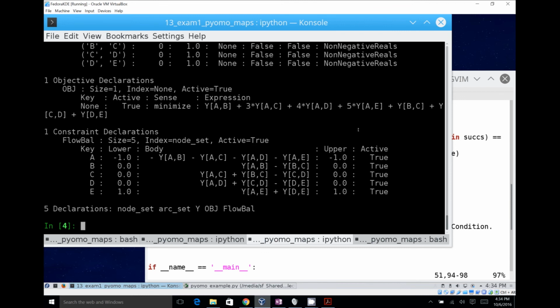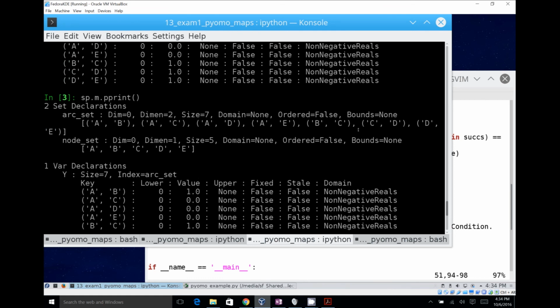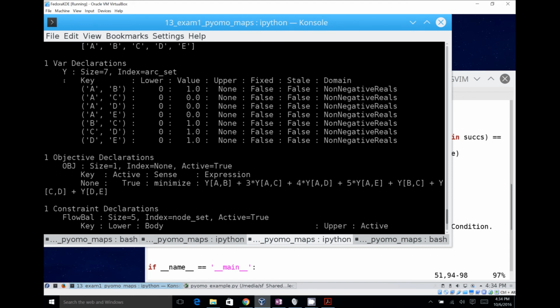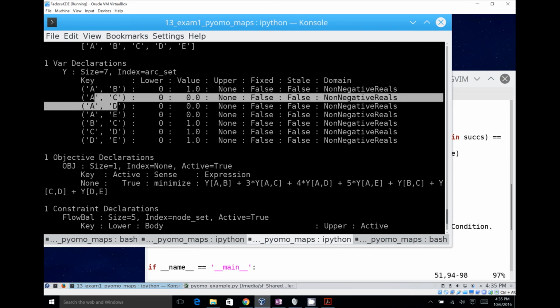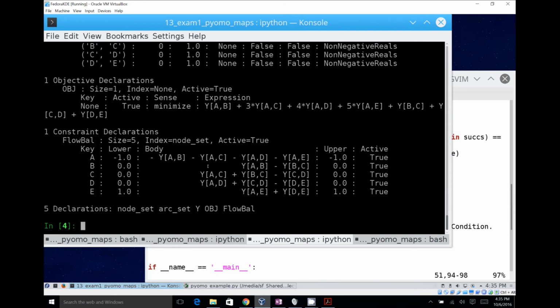Okay. You can also pretty print the whole model object. Okay, so let's see what happens if I pretty print the whole model object. It's going to print out all the sets I defined. So this is my arc set, my node set. It's going to print out all the variables I defined. So these are my y's. So each y is associated with a key. So this is the y for AB, the y for AC, and so forth. It's going to print out the objective that I defined, which is to minimize this expression of the y's. And it's going to print out the various constraints that I defined, which was a flow balance constraints with these keys, these expressions, and these lower and upper bounds.